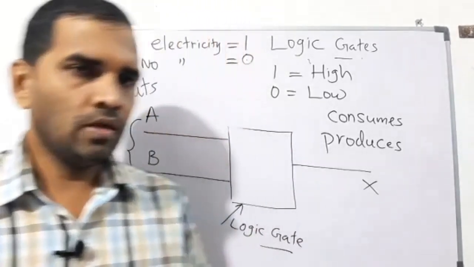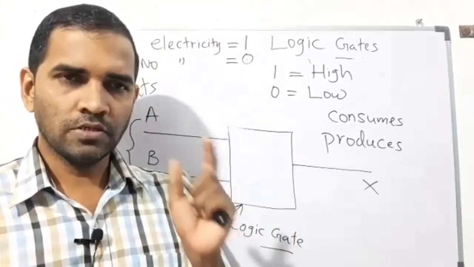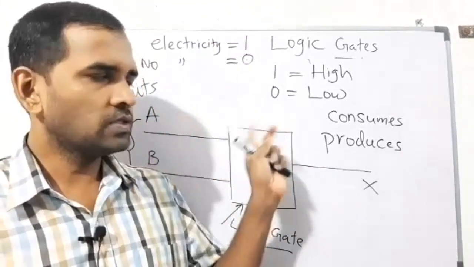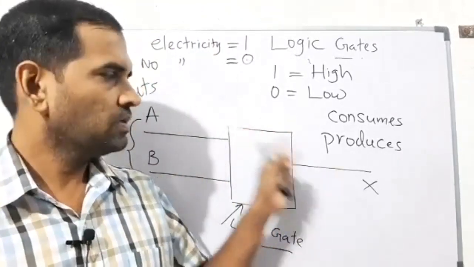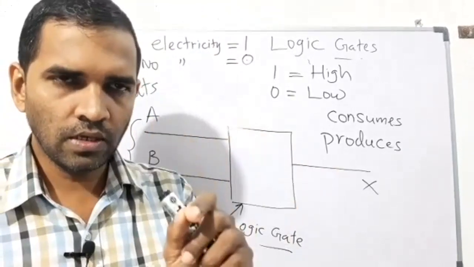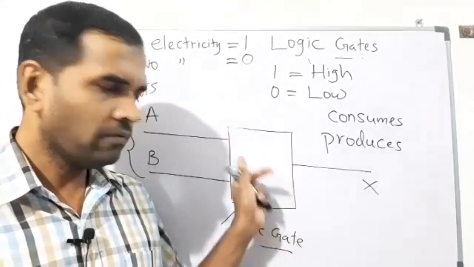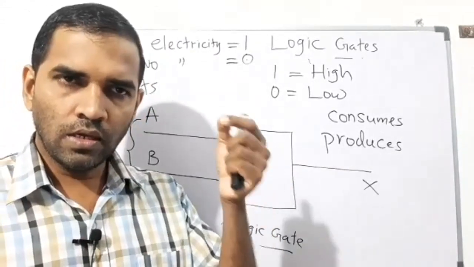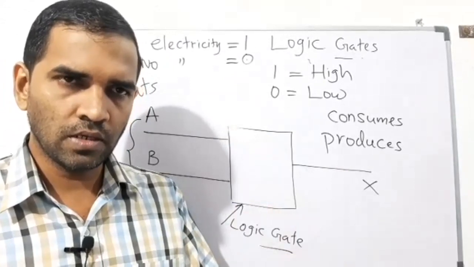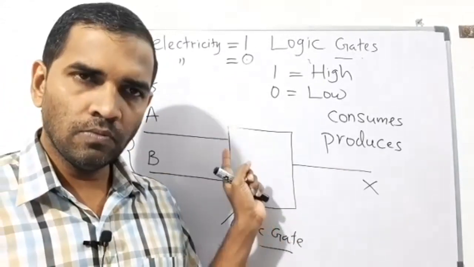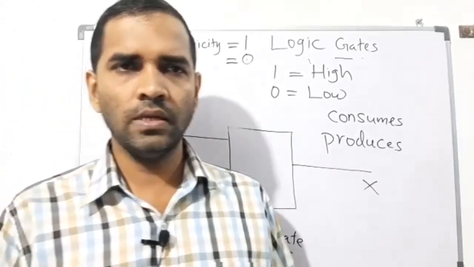Okay, so the definition seems to be a little bit big, but it's not a big thing. If you understand the summary of the logic gate, you can, right? So what did I tell? A logic gate is an electronic circuit which takes electricity as inputs, and after performing a function, because inside of a logic gate something happens, some functions take place. So after performing a particular function, it produces the output. That's a very simple idea, right?